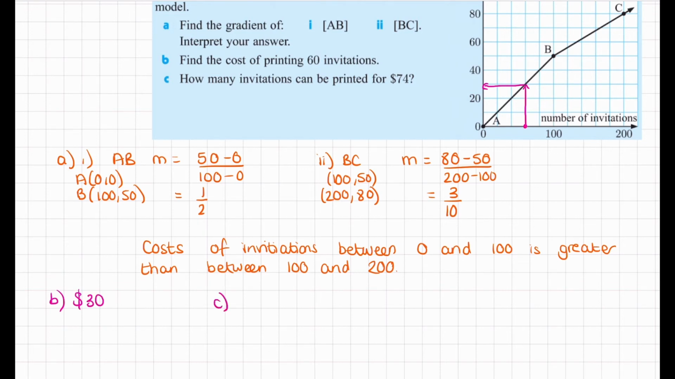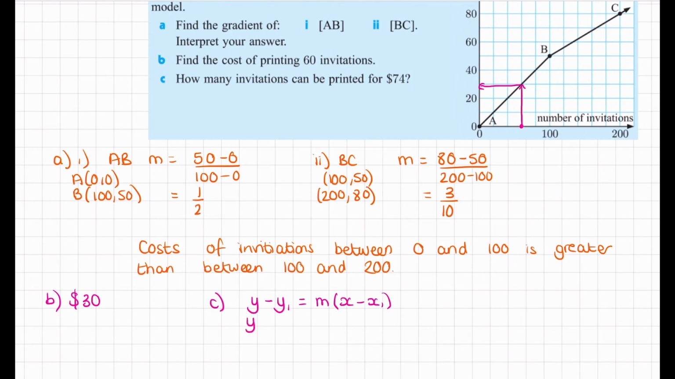Part C: how many invitations can be printed for $74? 74 isn't easy to read on the graph, so sometimes we may need to make an equation. With this one, remember our equation of a line, y minus y1 equals the gradient multiplied by x minus x1. $74 will be somewhere in this section here on our graph, which is in the second line, so we just need the equation for BC. We can pick any point on the line of BC to plug in. I'm just going to go with the B point, which will be when y is 50 and x is 100.